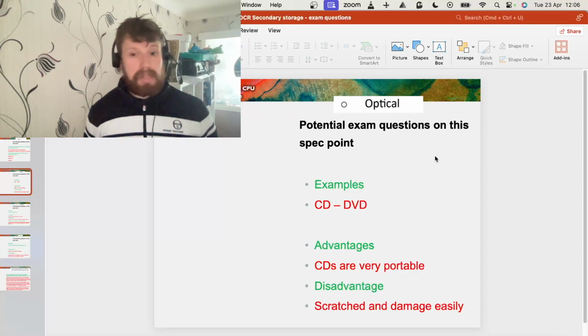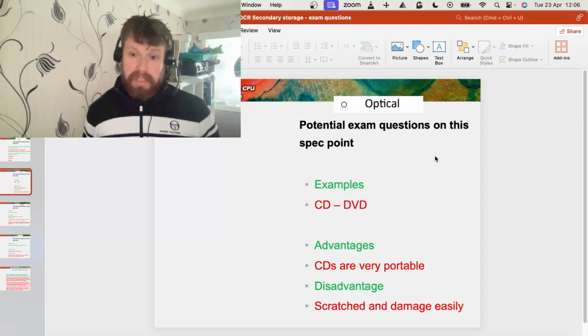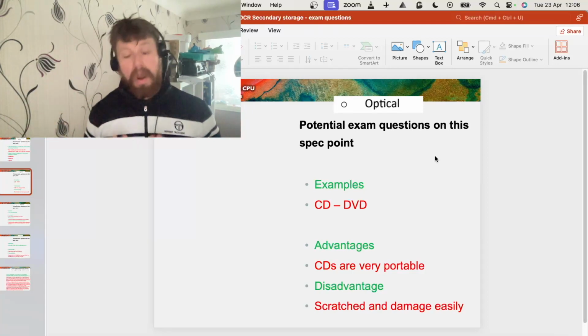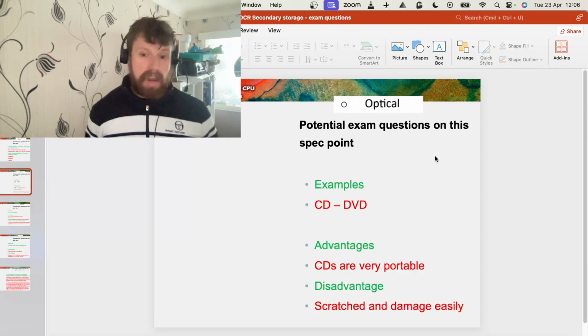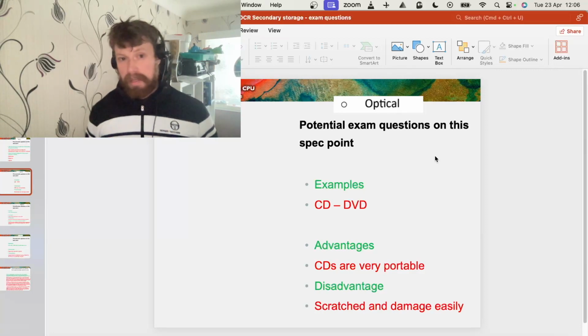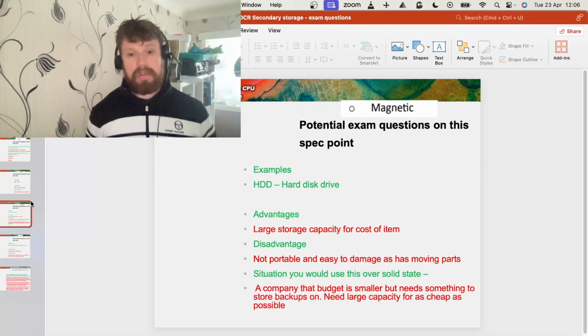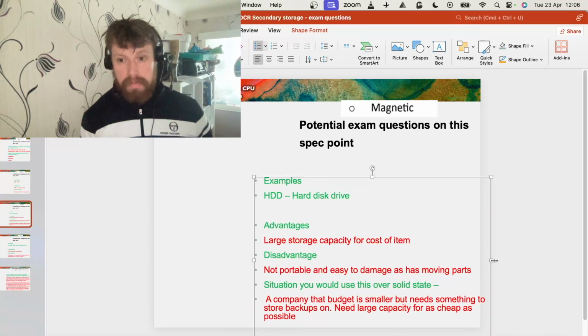Optical, the examples of this are CDs and DVDs. The advantage of this is that CDs and also DVDs, and if you just said optical, that's fine as well, are very portable. The disadvantage of this is they're scratched and damaged very easily. Going on to magnetic, we've got the hard disk drive, or HDD, you can put either.